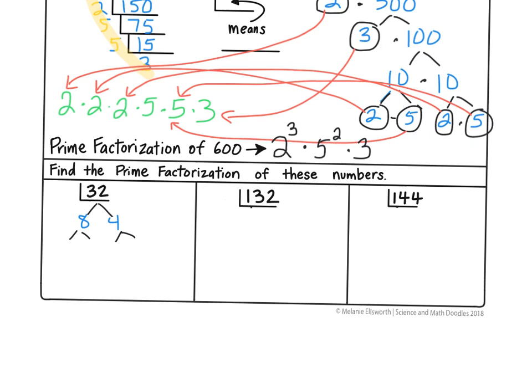8 is the product of 2 and 4, and 4 is the product of 2 and 2. So now 2's are all prime, 4 is not. I can break that down further. So this becomes 2 times 2. So my prime factorization of 32 becomes 2 times 2 times 2 times 2 times 2, or the more efficient way, the only factor is 2, but it was used 5 times, so 2 to the 5th power.